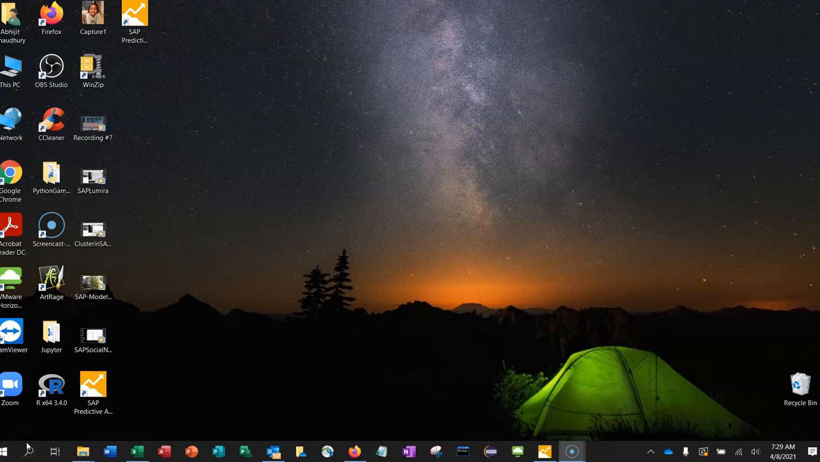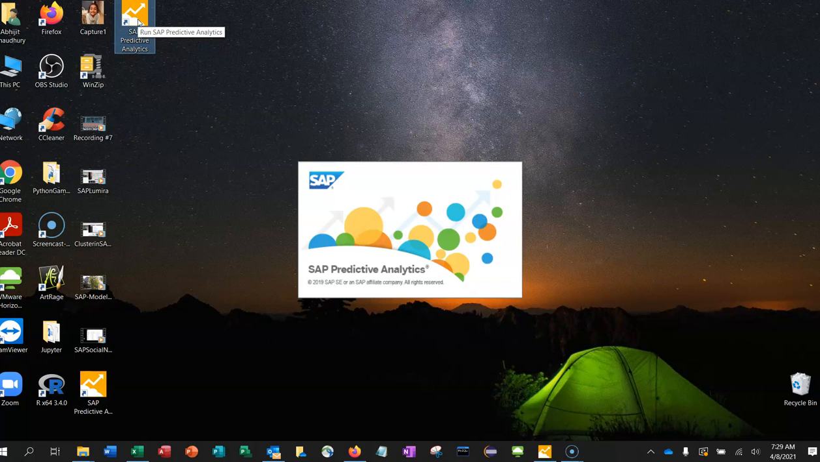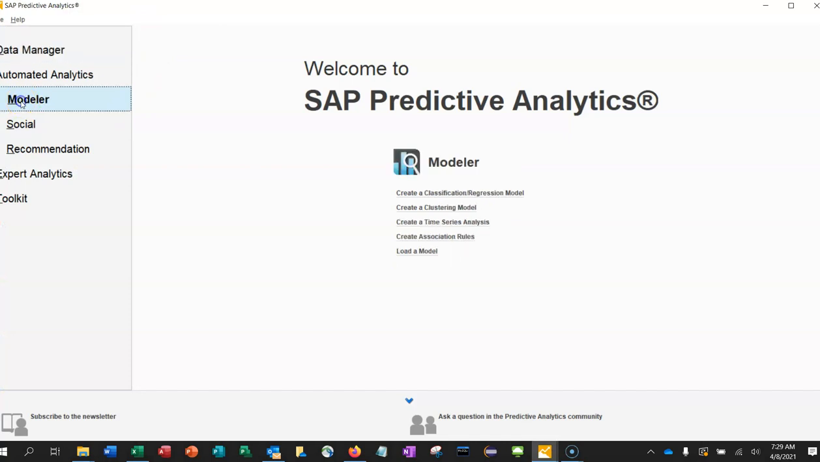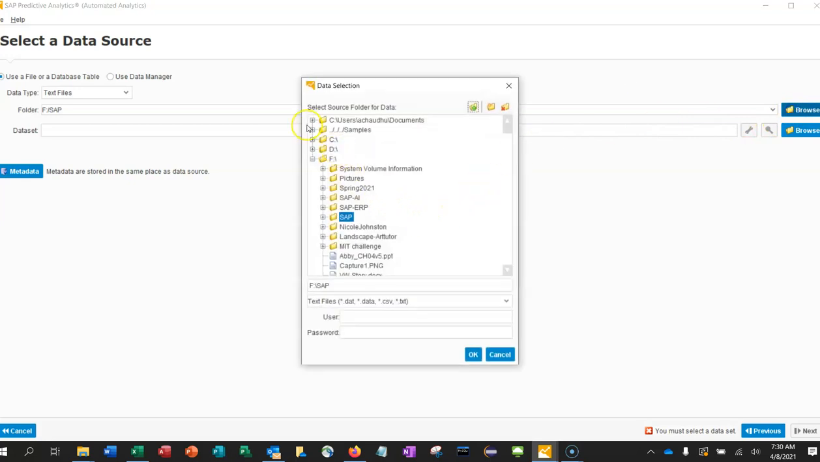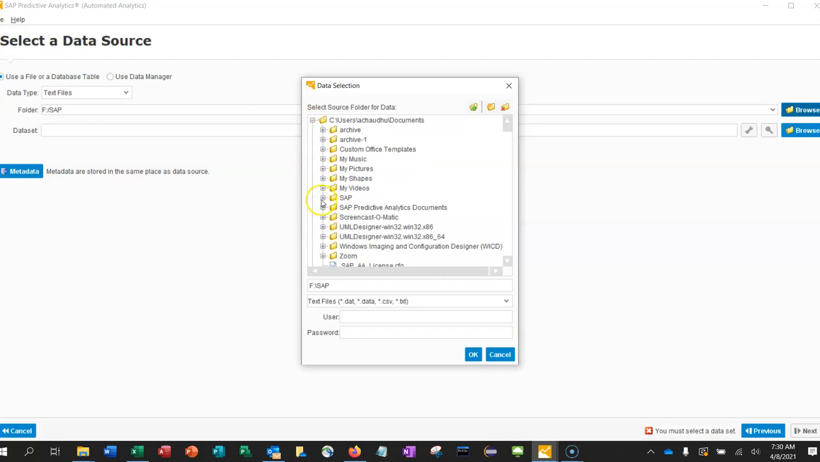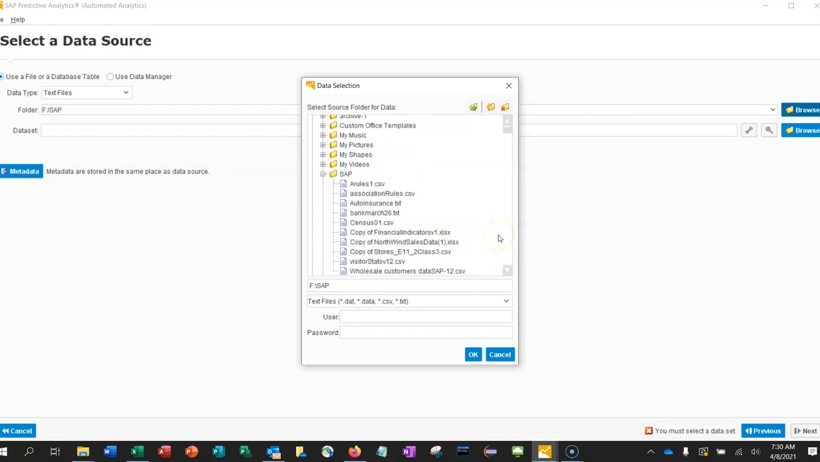We'll be doing clustering with a target variable, and so we'll go to modeler, we'll go to clustering, browse, and we'll look at the stores classification. This is provided by SAP.